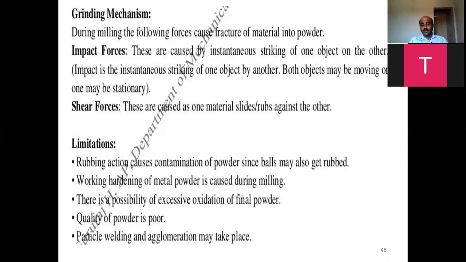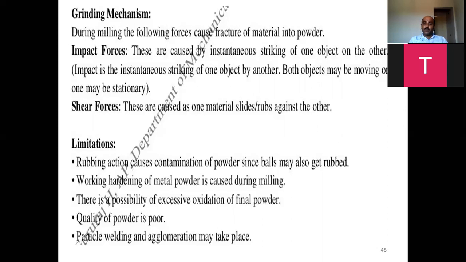Another important point: apart from the material getting rubbed by the hard balls, sometimes the two balls may get rubbed off, so we may find some contamination. Work hardening of metal powder is caused during milling. Metal powders may be strained more. There is a possibility of excessive oxidation of metal powders.